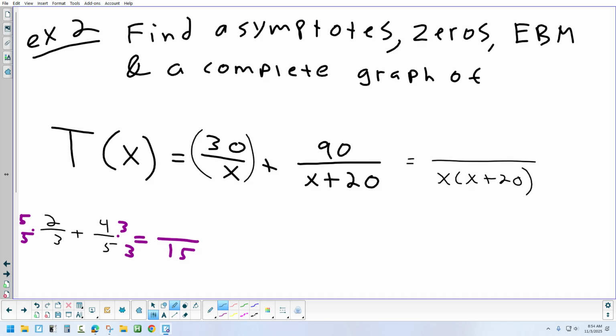And now each one of these fractions is going to get multiplied in the top and the bottom by the other denominator. So what would I multiply the top and the bottom by in the left fraction? Yep, so we're going to multiply by x plus 20. So that's like the 5 and the 5 came from the other denominator. And what would we multiply top and bottom by on the right fraction? x. That's like multiplying by the 3 and the 3 from the other fraction.